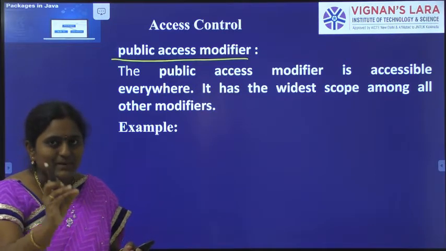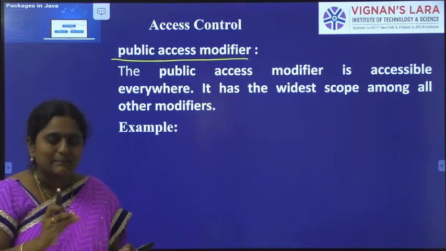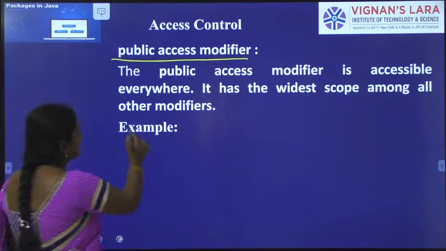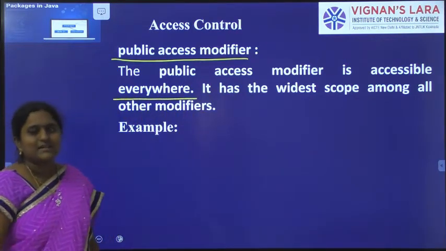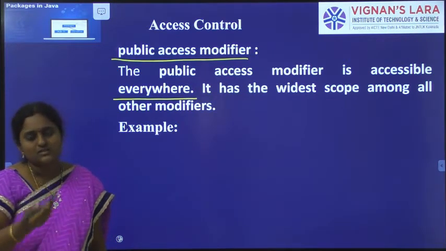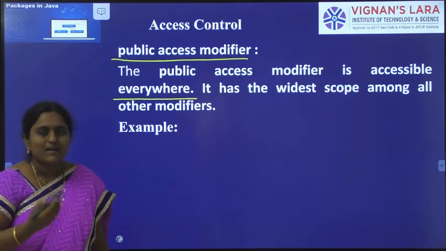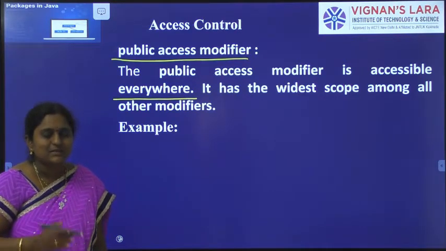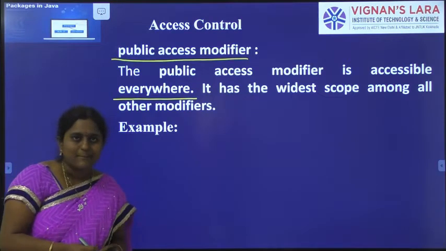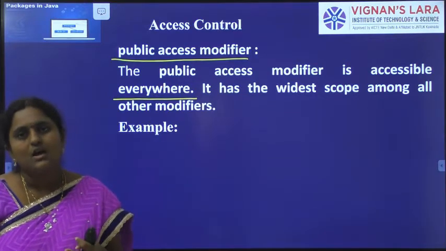So our class is public, our method is public. Every class and every package can easily access the public access specifier. The public access modifier is accessible everywhere. When a class is declared public, the class can be accessed within the class, within the sub package, outside the class and outside the package, everywhere, because it is public. It has the widest scope among all other modifiers, compared to default, private and protected access modifiers.